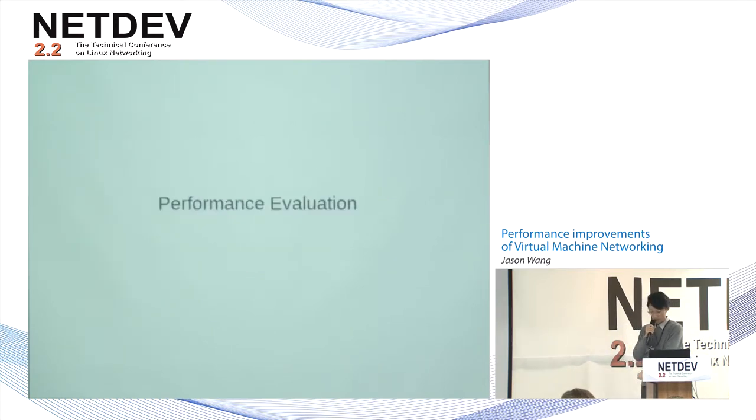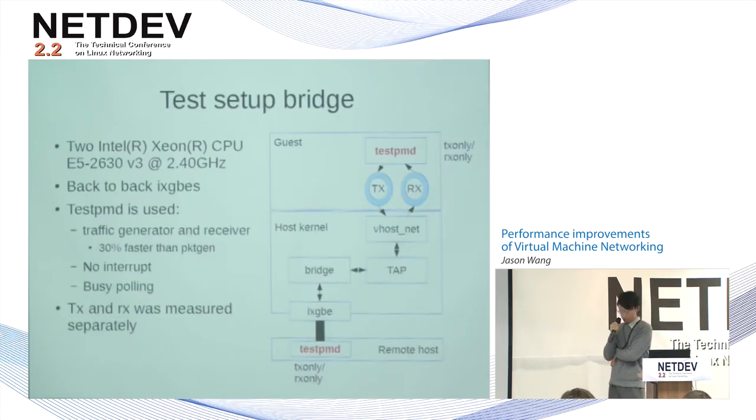Okay, so the performance evaluation. This is the setup of the test. We try to generate the traffic through testpmd, which is located on a remote host. And we use another testpmd inside the guest to do the transmission or receiving. The reason we use testpmd in the guest is that we found that a traffic generator is not very suitable for our case, because it was slow and the current virtio-net driver cannot cooperate with the packet generator very well, since we do not have TX interrupt by default.